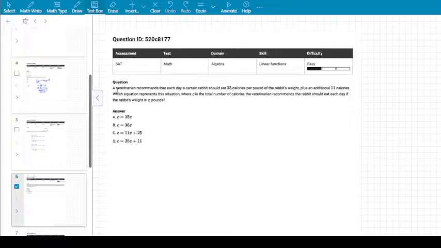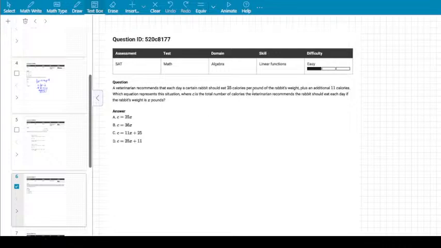So the question is, a veterinarian recommends that each day a certain rabbit should eat 25 calories per pound of the rabbit's weight plus an additional 11 calories. Which equation represents the situation where C is the total number of calories the veterinarian recommends the rabbit should eat each day if the rabbit's weight is x pounds?